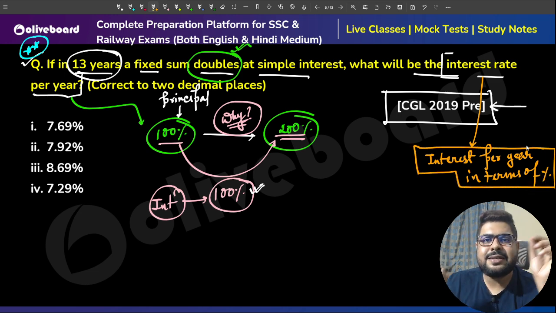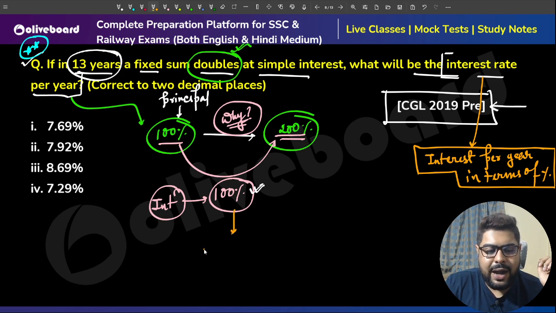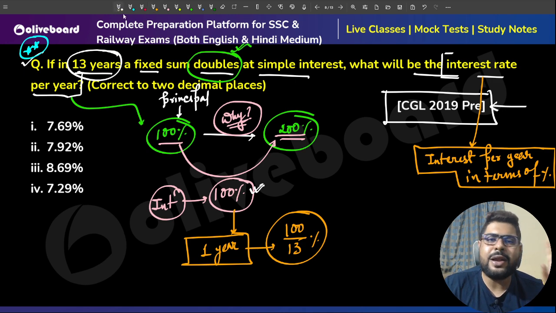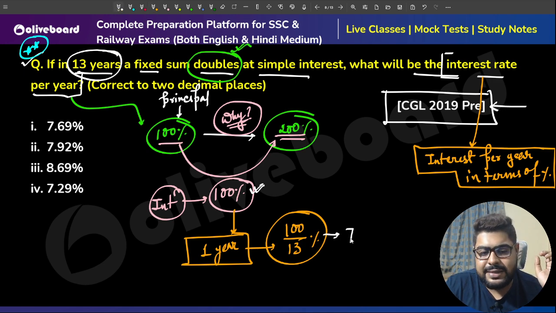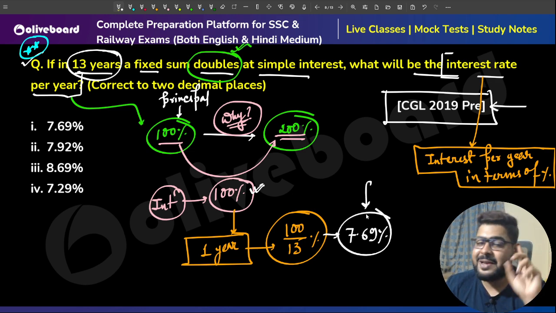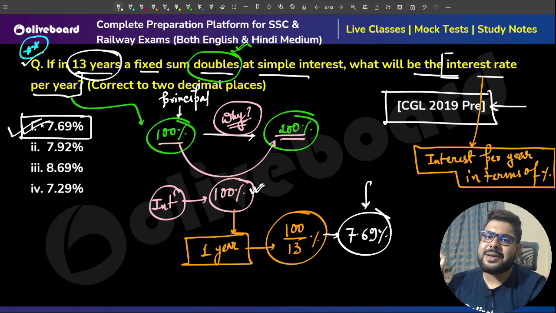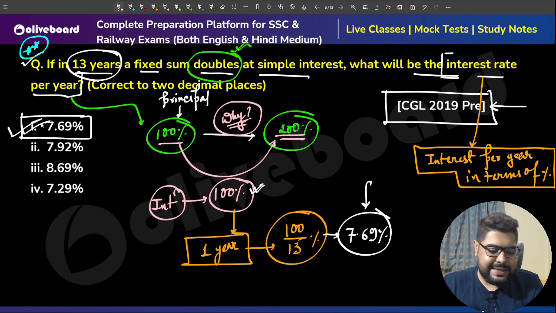So 100% in 13 years, sir; 1 year how much? 1 year will be 100 by 13%. And we all know 1 by 13 is 7.69%. If you don't know, please remember this value, it is very important, sir. So option number 1, 7.69%, is the correct answer.